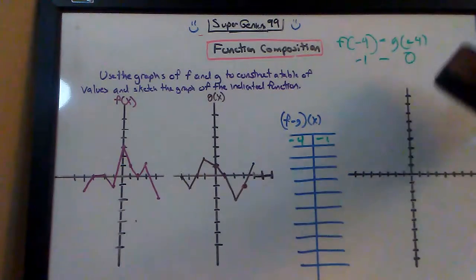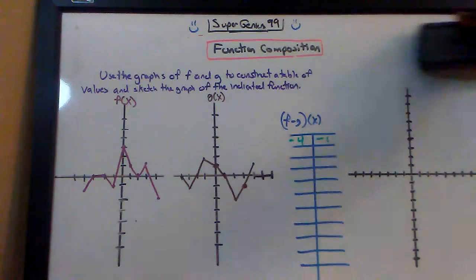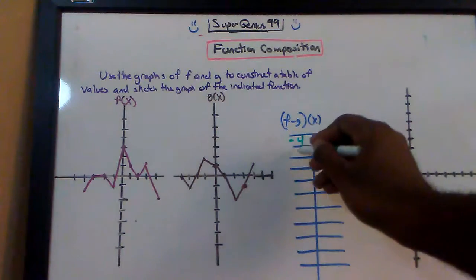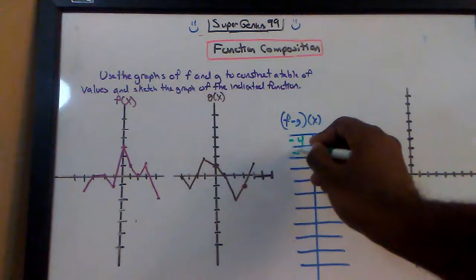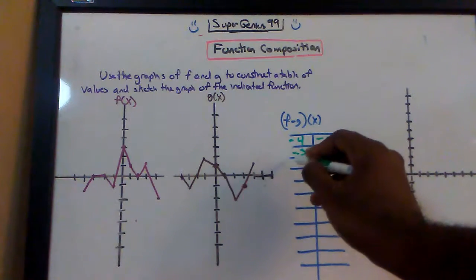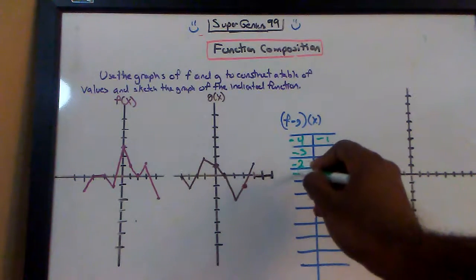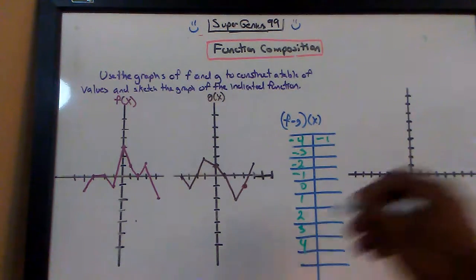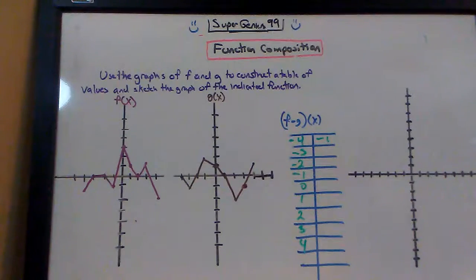We're going to do all of them, so hopefully you get the hang of what we're doing. Now we're just going from left to right, so I'll fill this in right now. We're going to do x is -3, -2, -1, 0, 1, 2, 3, and 4. So we're going to do all those.